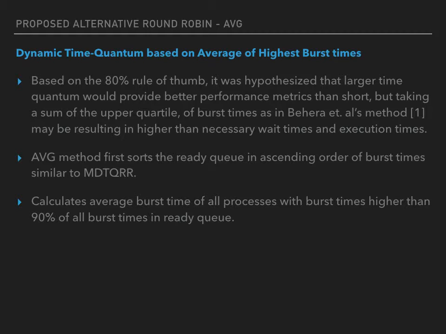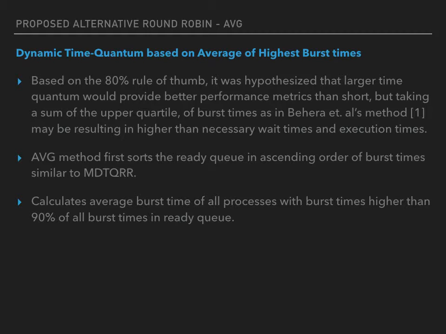Our proposed algorithm is based on the average of highest burst times. We thought we could improve upon wait times and execution times. Based on the 80% rule of thumb that was just mentioned, we hypothesized that larger quantums would provide better performance metrics than short ones, but that taking a sum of the upper quartile of burst times, as in Behera's method, may be resulting in higher than necessary wait times and execution times.